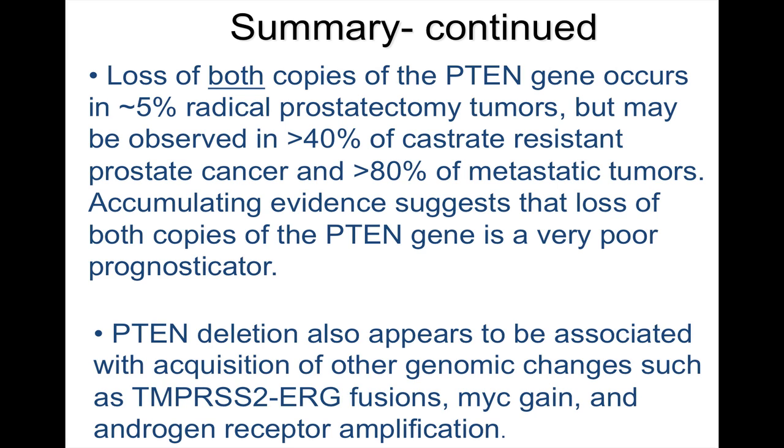And there is this association between other types of genomic change, such as the fusion gene, MYC gain, and androgen receptor amplification. So it's clearly one of the things that one can do by FISH, but there are other emerging genomic biomarkers that may be relevant.